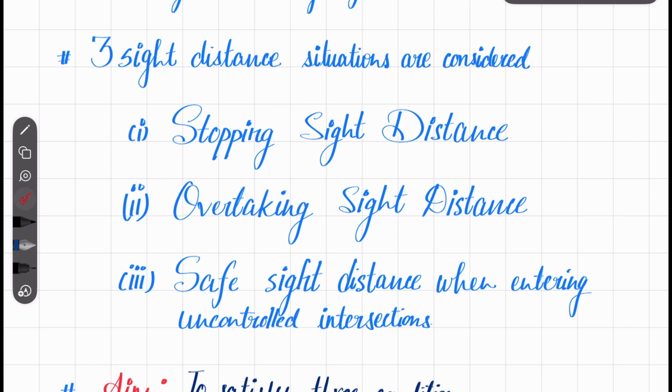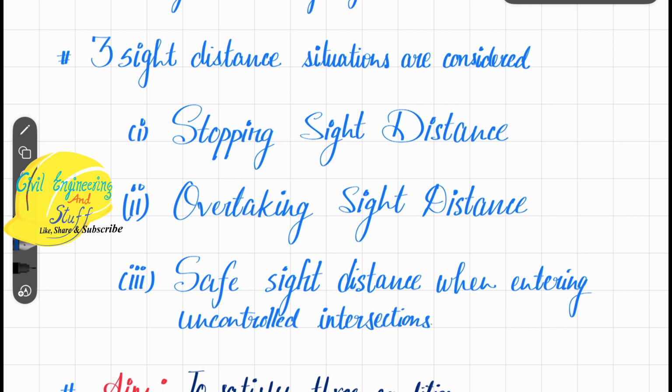Second situation is to overtake the vehicle safely. If a vehicle is moving behind a slower moving vehicle, then the vehicle can safely overtake the slower moving vehicle without causing any trouble to the vehicles that are moving on the road, right? So that is another situation that we have to take into consideration.